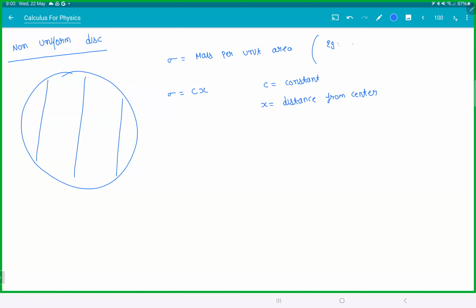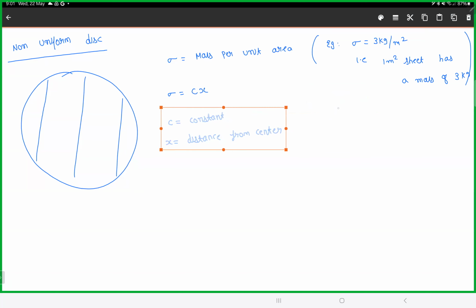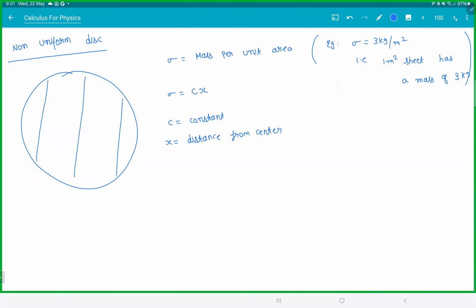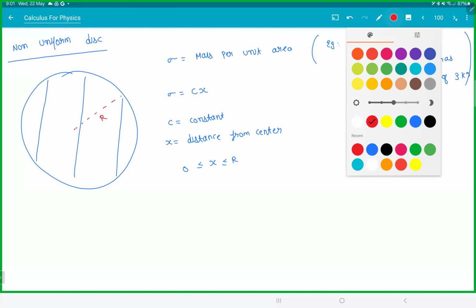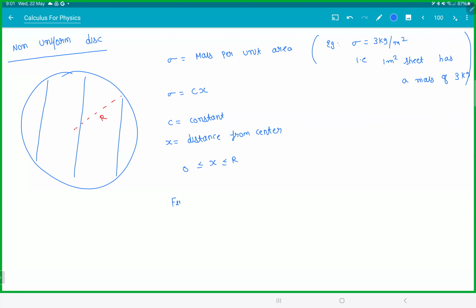For example, if someone tells you sigma is 3 kg per meter square, this implies 1 meter square of sheet has a mass of 3 kg. That is the meaning of sigma. Right? And here x is the distance from the center. So the value of x lies between radius r and 0. Just listen, I'll explain one completely and then we will see. See, some constant. So the question is: find the mass of the disk.